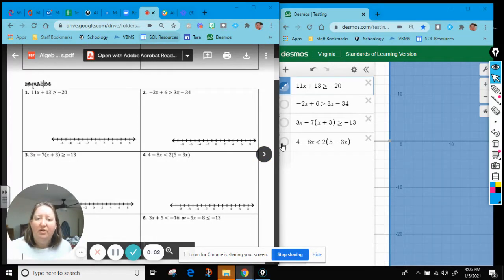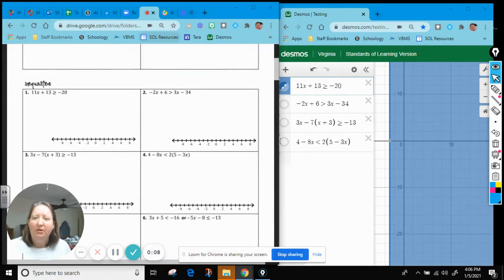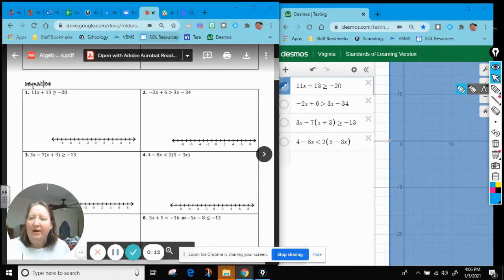This is on how to use Desmos to check your answer for inequalities. Something that you have to understand right up front is how an inequality is graphed. So you have a number line, right? And on the number line, well, let's just look at this first one.